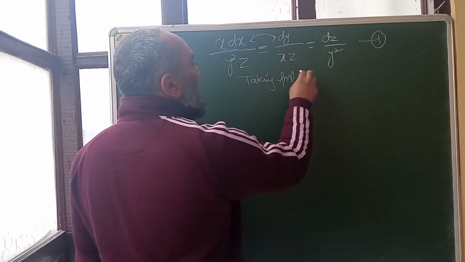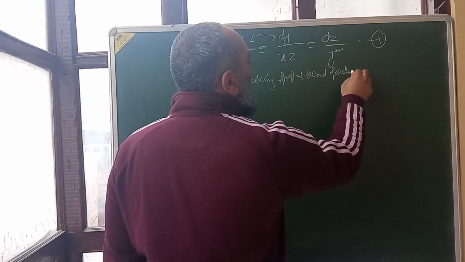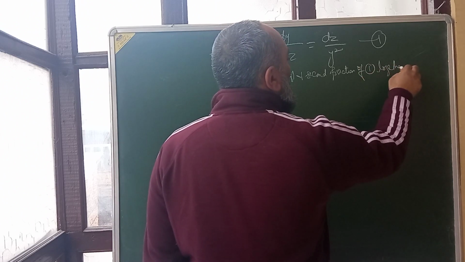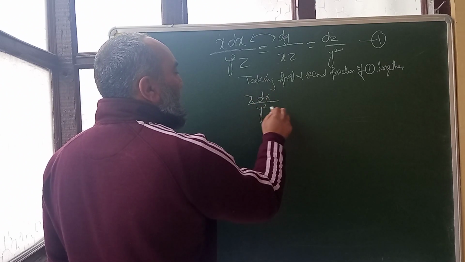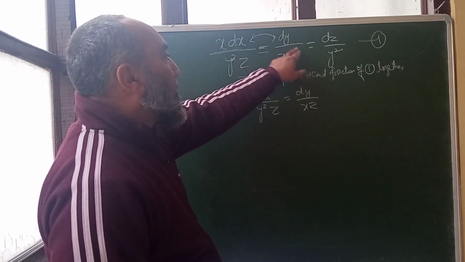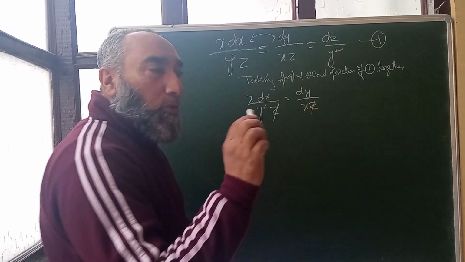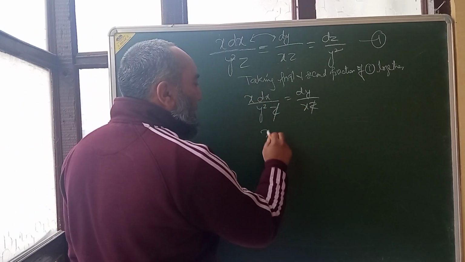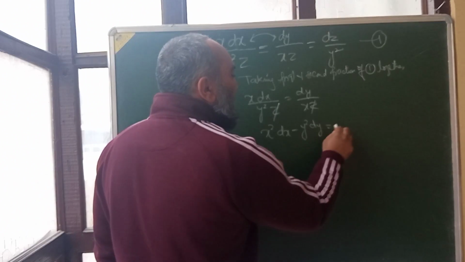So taking first and second fraction of 1 together, we will have x dx by y square z equal dy upon xz. So taking any two fractions of 1 together, if one of the variables is either absent or cancels out, then a solution can be obtained by the usual methods. What is the usual method? This x into x, x square dx minus y square dy equal 0.